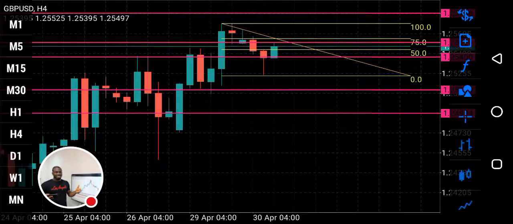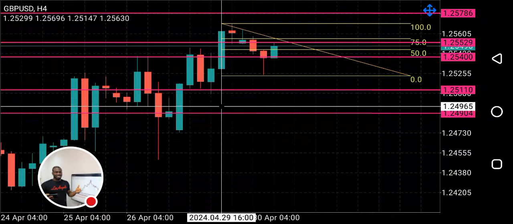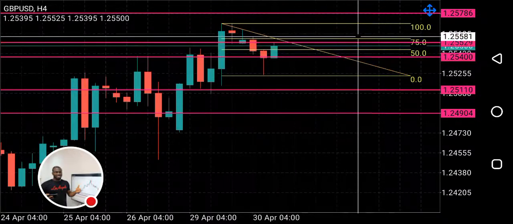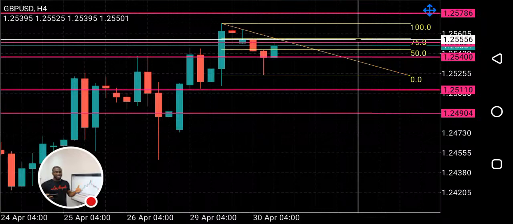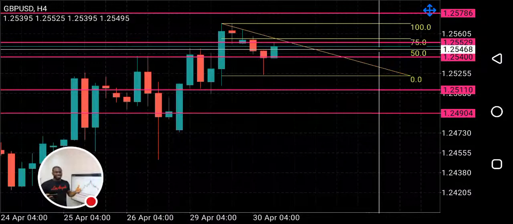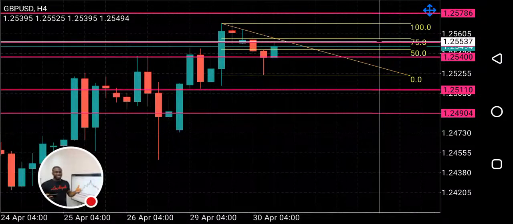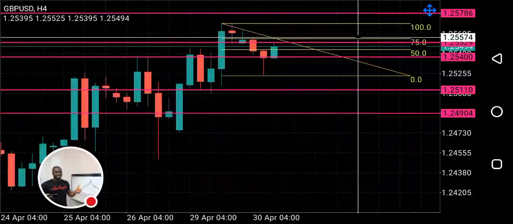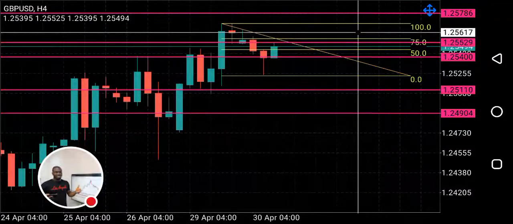75.1. For those who are considering selling, like I said, USD is bullish, so we should expect a bearish move on GBP USD. So if you are considering selling, you want to wait for price to hit a premium level, which is above level 50. As you can see, price is above premium at the moment, but you want to see price hit 75.0 or above 75.0. That is when you should consider selling GBP USD.